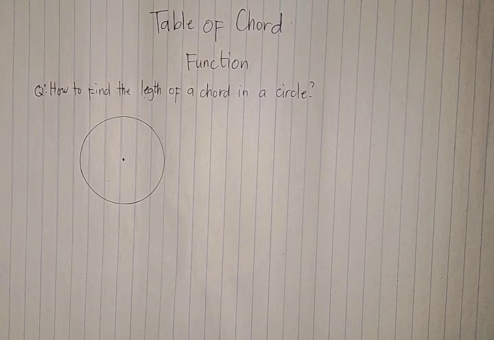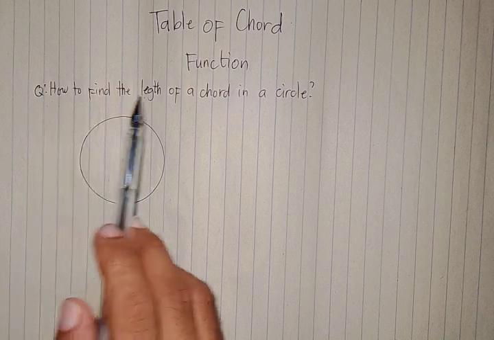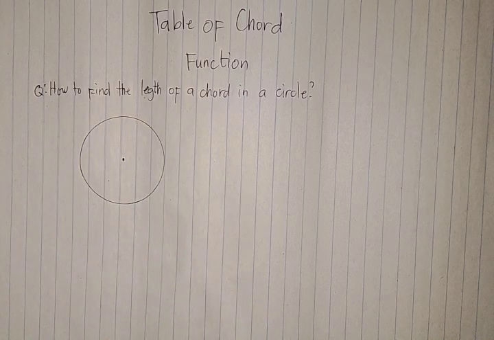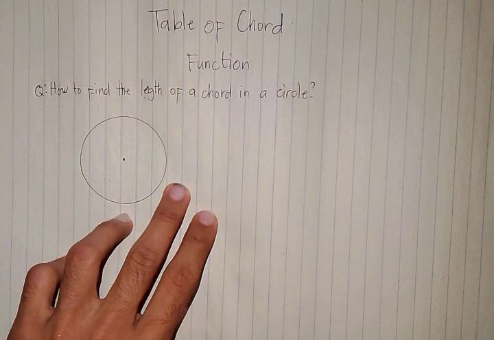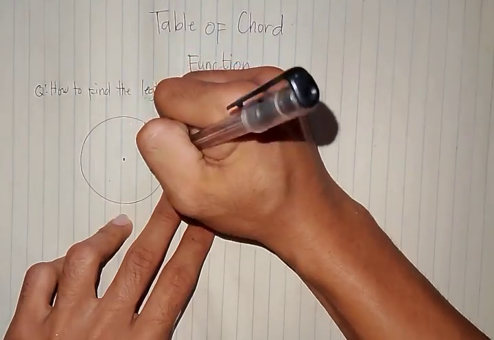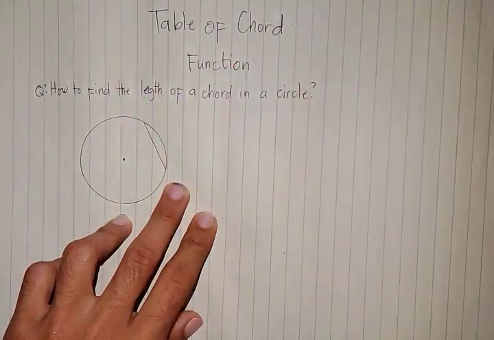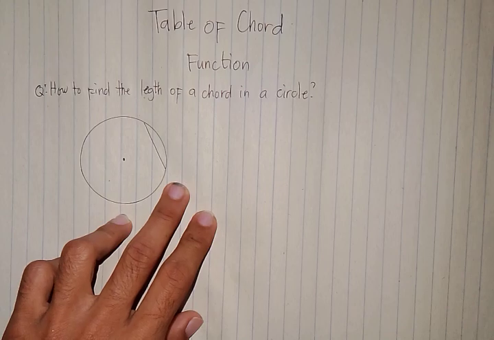Hello everyone, today we delve into a table of chord function. One of the major questions about this is how to find the length of a chord in a circle. But first, class, we need to know the definition of a chord. A chord, class, is a line segment whose endpoints lie on a circle.